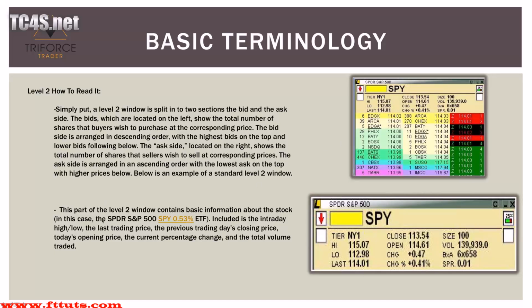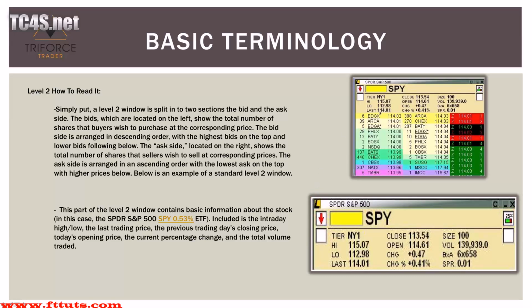And then this guy over here, this is part of the level 2 window, contains the basic information about the stock, in this case, the S&P or SPY. Included is the intraday high-low, the last trading price, the previous trading day's closing price, today's opening price, the current percentage change, and the total volume traded. Okay, so this is a somewhat sophisticated level 2 because it's also telling you the macro picture, meaning what's today's close, high, low, percentage change, etc.